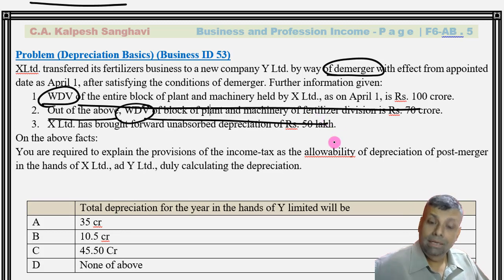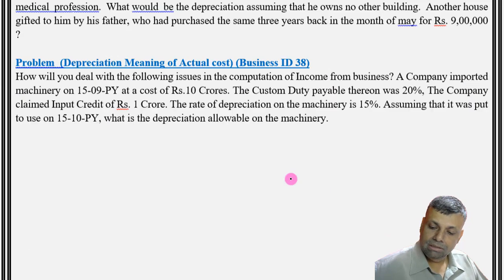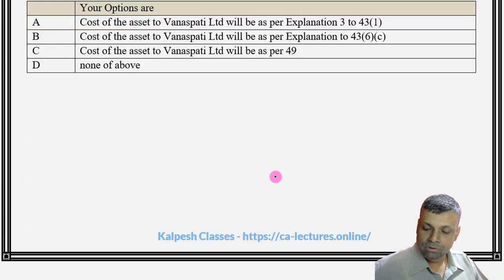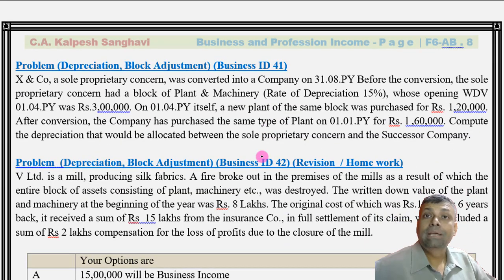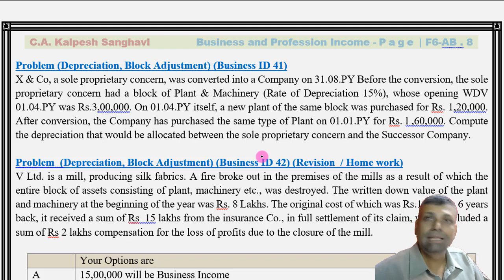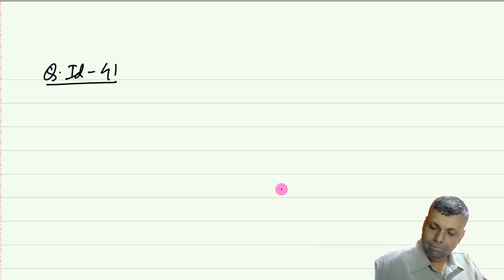However, in the given question, friends, there is a succession of the business, no doubt about that. But in that succession of the business, the WDV of the block has not been transferred. So any such situation will have to be handled as per the proviso to section 32, and you have to allocate the depreciation between the predecessor and the successor company. That means between the persons using that particular asset, allocated by the number of days it was used. I'll show you that provision in some time.